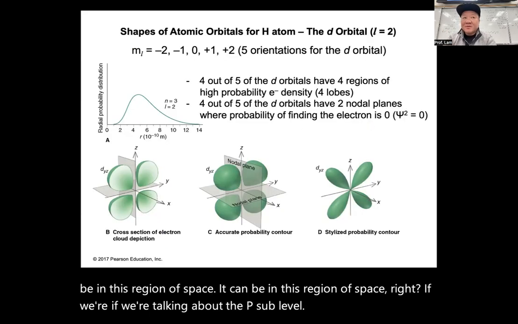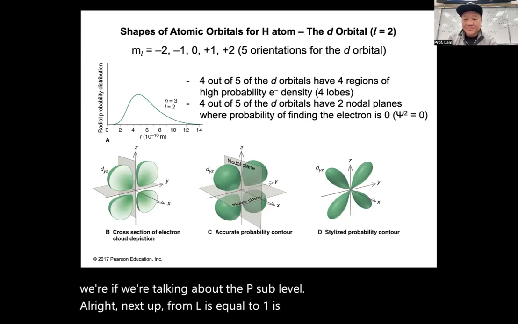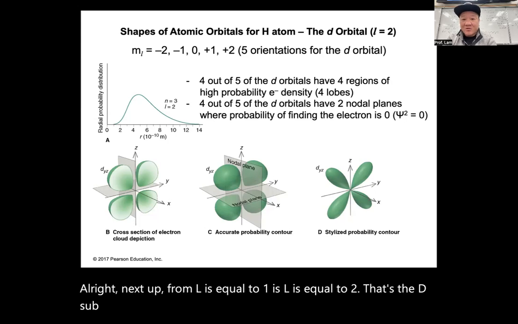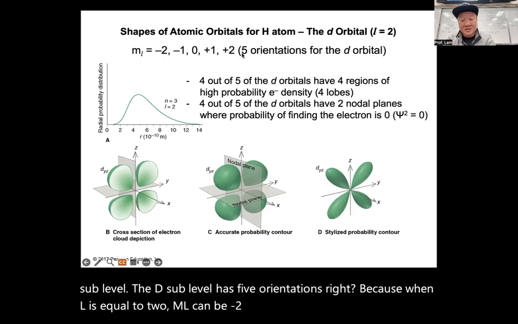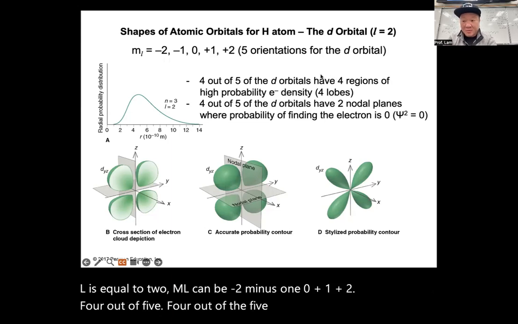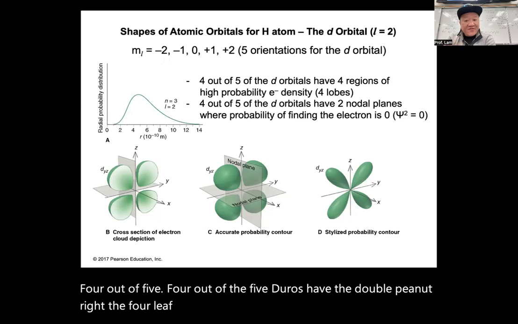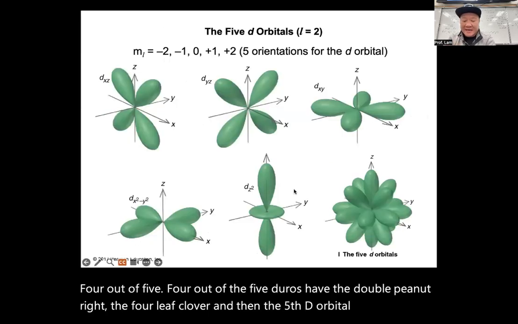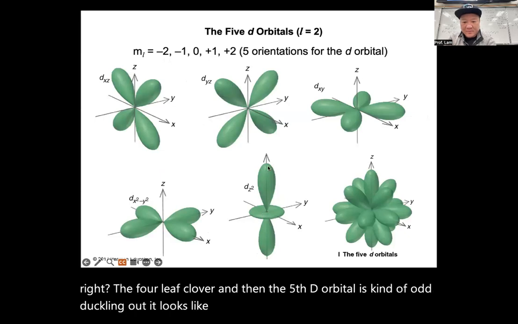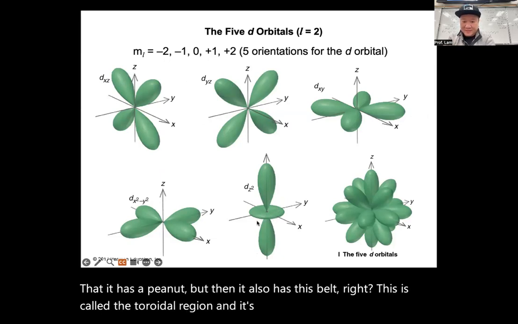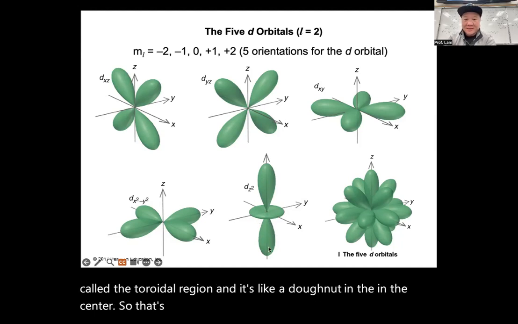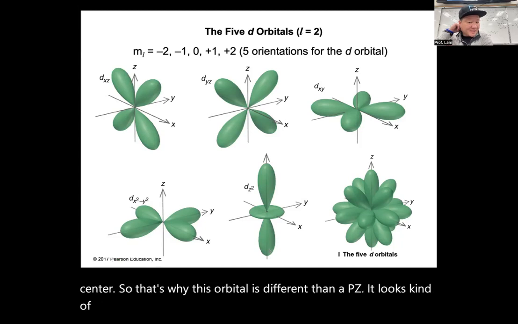All right, next up, from L equals 1 is L equals 2, and that's the d sublevel. The d sublevel has 5 orientations, because when L equals 2, ML can be -2, -1, 0, +1, +2. 4 out of the 5 d orbitals have the double peanut, the 4-leaf clover. And the 5th d orbital is kind of the odd duckling out. It looks like a p orbital, that it has a peanut, but then it also has this belt. This is called the toroidal region, and it's like a donut in the center. So that's why this orbital is different than a pz. It looks kind of like a pz, but it's different due to that belt.